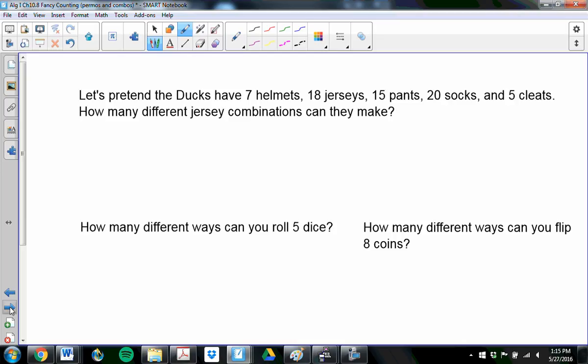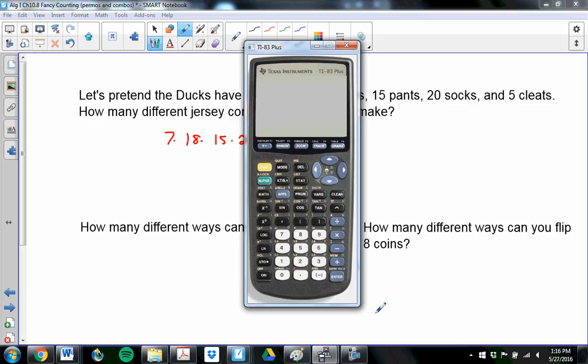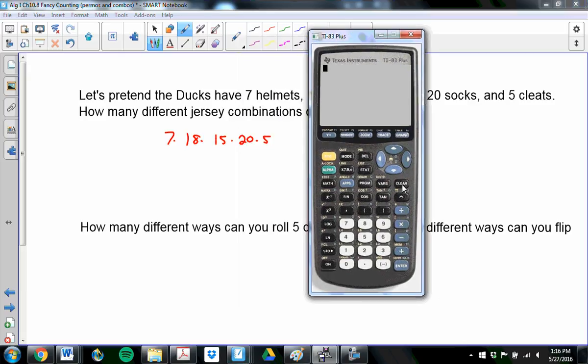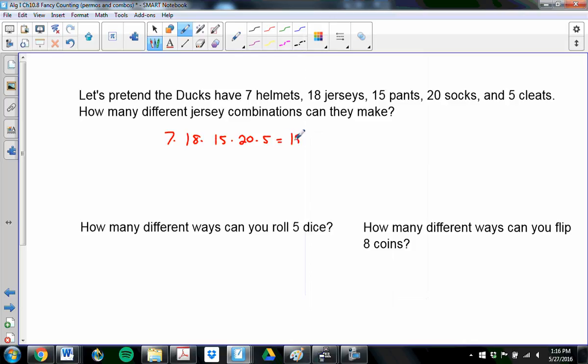So the Oregon Ducks are known for having lots of jerseys in their football team. If there's 7 helmets, 18 jerseys, 15 pants, 20 socks, and 5 different pairs of cleats, you would multiply all of those to see how many different jersey combinations they have. And these are numbers that I made up. I don't know if that's actually accurate or not, but it's probably in the right ballpark. Seven times 18 times 15 times 20 times 5 is 189,000 different combinations. That's a lot.